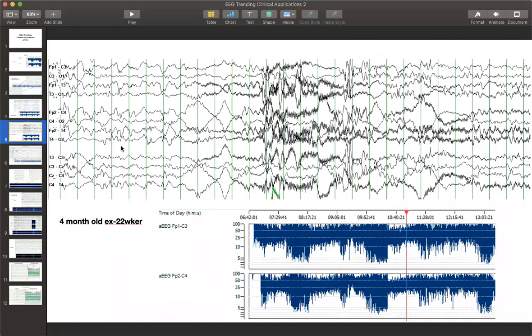And so here, this is the same newborn, and this is the next portion of the EEG during wakefulness, where you do see a continuous background, and here we have some motion artifact as well.